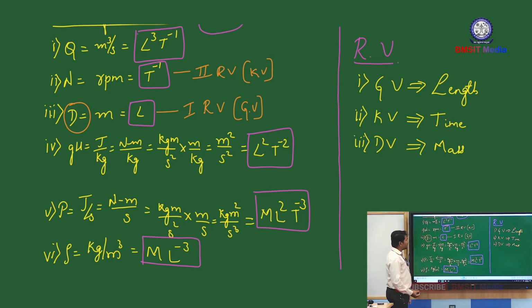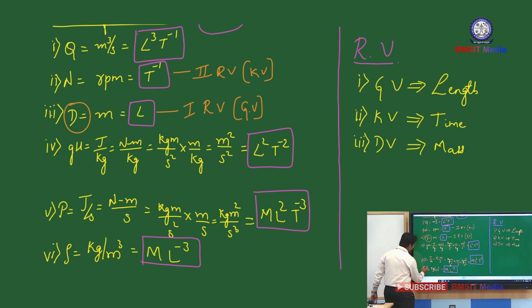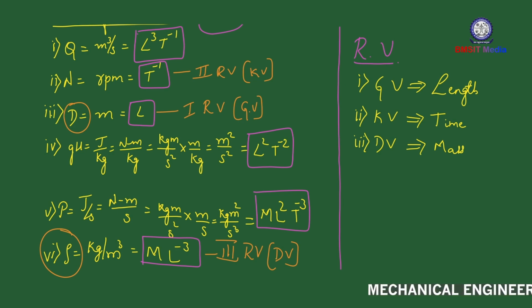Then the third is the dynamic variable, where mass should be included. I am going to select the variable which has the unit of mass. Of course, mass is there here as well as here. Out of these two, only this one has mass and length terms, while the other has mass, length and time. So for the easiest purpose, I am going to select this as the third repeating variable, which is based on dynamic. So these are the 3 repeating variables I am going to select.